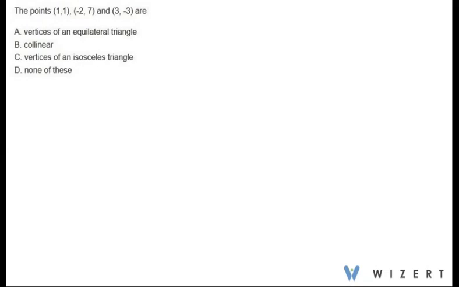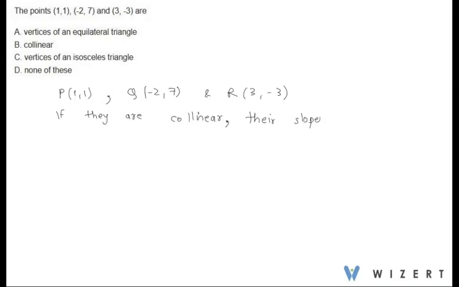Now since collinearity is easier and faster to check, we'll start with that. So let's name the points. If the points P (1, 1), Q (-2, 7) and R (3, -3) are collinear, their slopes will be equal. So let's first check for slopes.